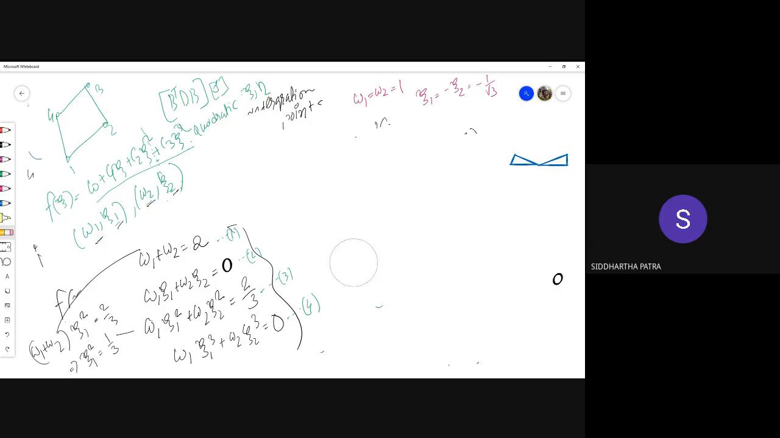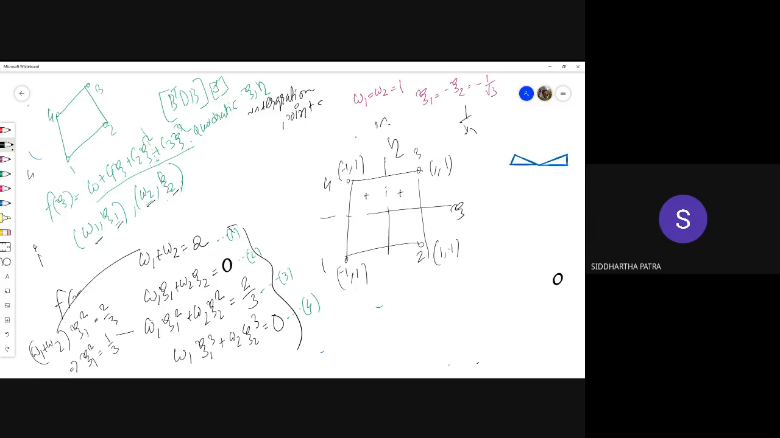In the end, if these are the 4 nodes having coordinates plus and minus 1, the integration points would be slightly interior. You see, 1 by root 3 is around 57%.